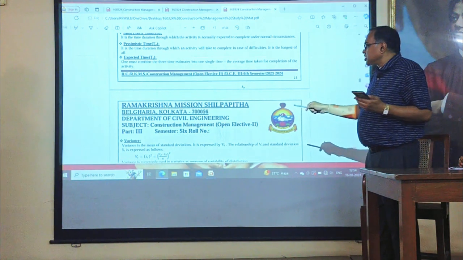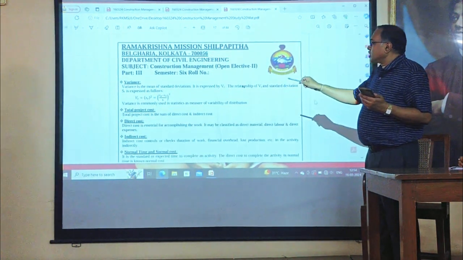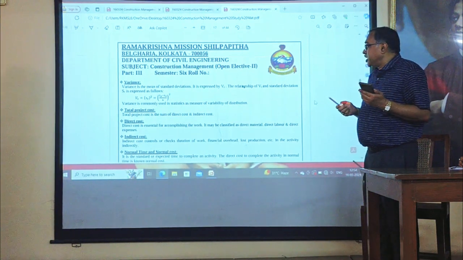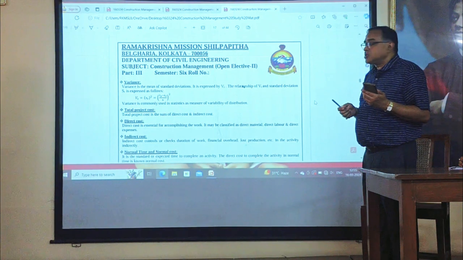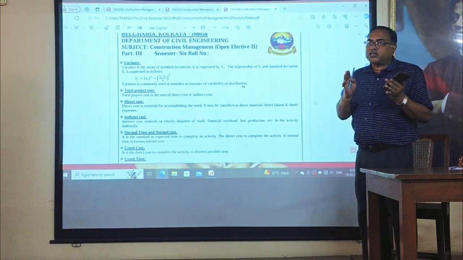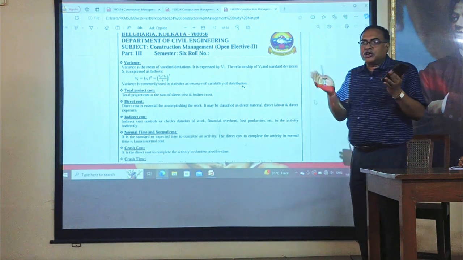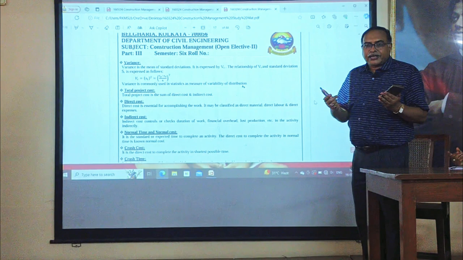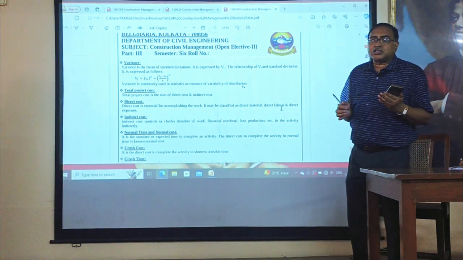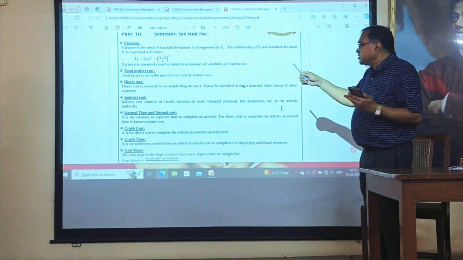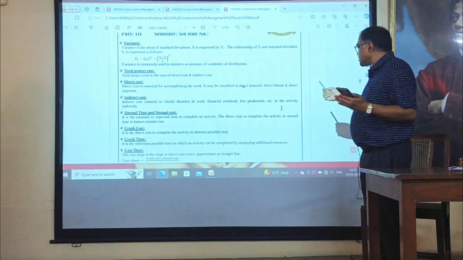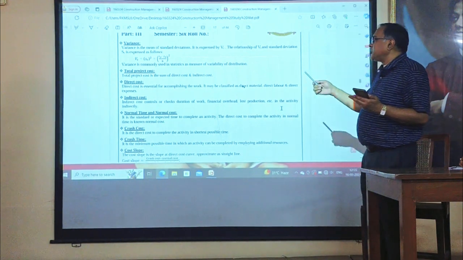From our next, we shall show the variance and total project cost. Variance is the square of standard deviation, and it is equal to (TP minus TO divided by 6) whole square. Next is total project cost for any project. The main two divisions of cost are direct cost and indirect cost. The summation of these two is called total project cost. Direct cost means that which is essential for this particular activity. And indirect cost is that particular cost which controls or checks the duration of the work, financial overhead, lost production, etc., indirectly in our project. This is our indirect cost.